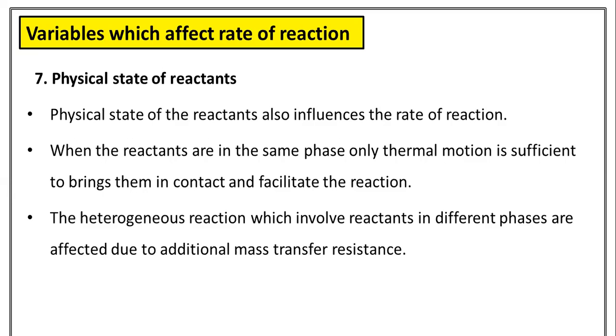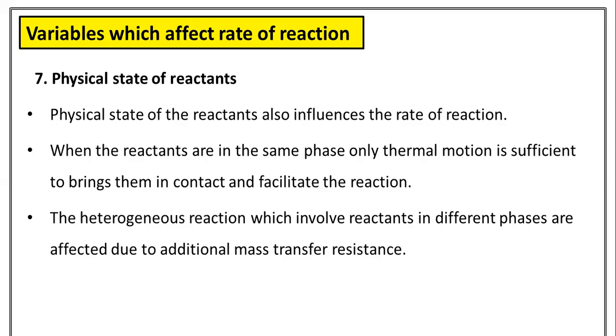So in such cases, when the physical state of the reactants or maybe even the catalyst is different, then the rate of reaction may be slower, because there is an additional mass transfer resistance which is to be overcome in order to facilitate the better interaction of reactants with reactants or reactants with catalyst. So in this way, generally in homogeneous reactions, when the reactants, products and catalyst are in the same phase, the reaction rates are relatively faster.